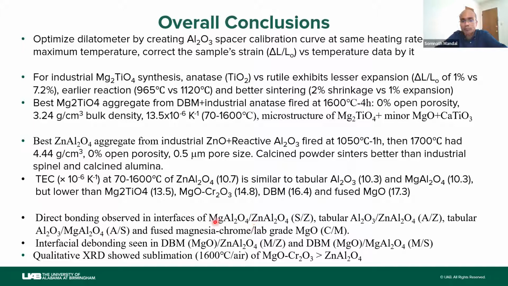And when we compare the bonding, we found that direct bonding is present in spinel zinc aluminate interfaces, tabular alumina zinc aluminate, alumina spinel interfaces, and chrome and magnesia interfaces, but it was absent for DBM with both zinc aluminate as well as spinel. And lastly, we saw that the volatilization of magchrome was higher than zinc aluminate at 1600 degrees C in air.